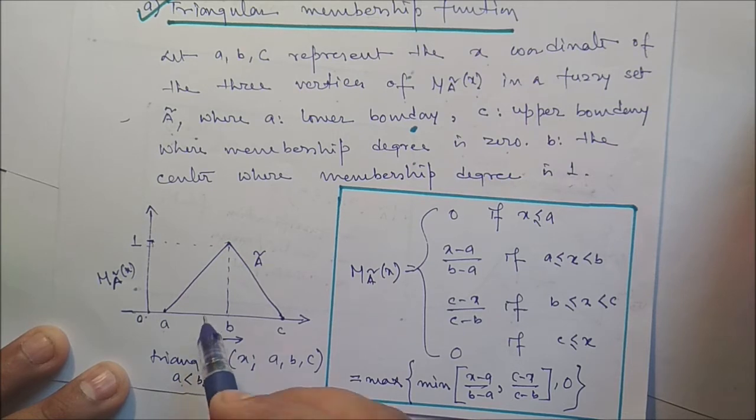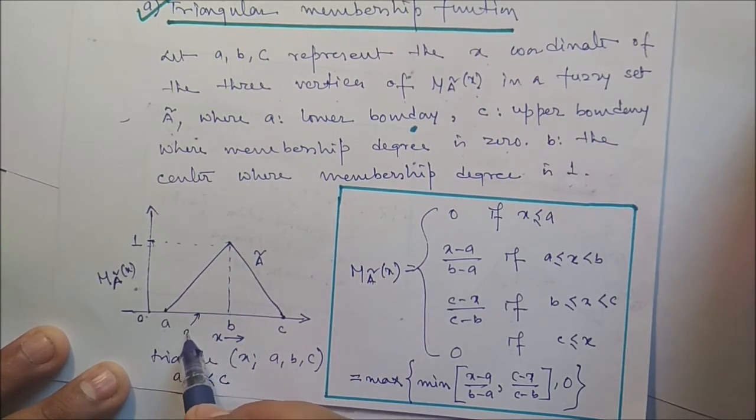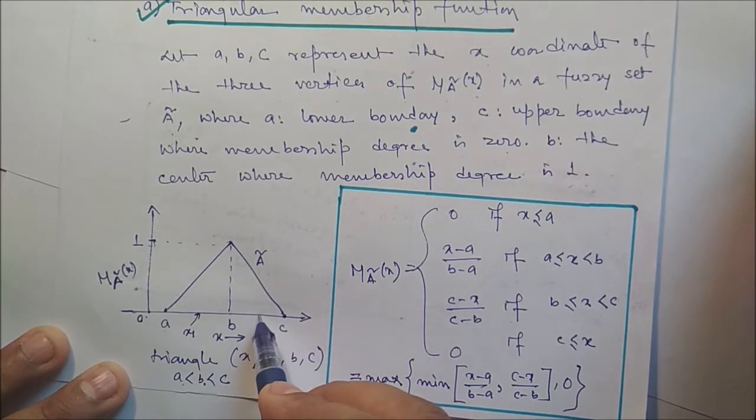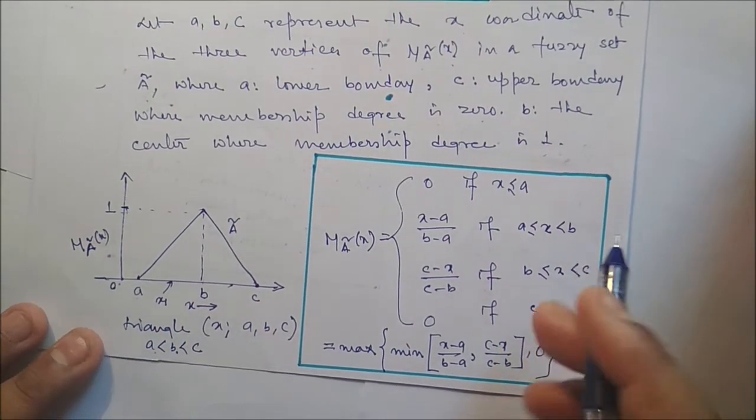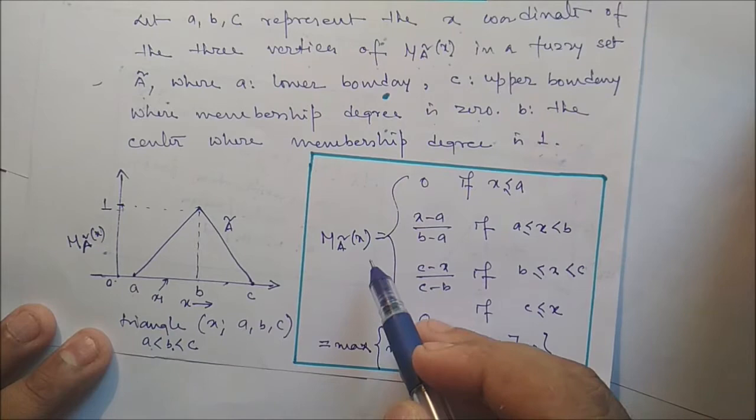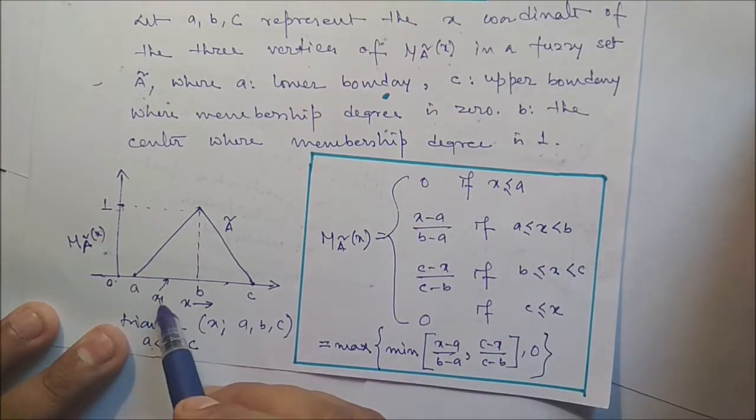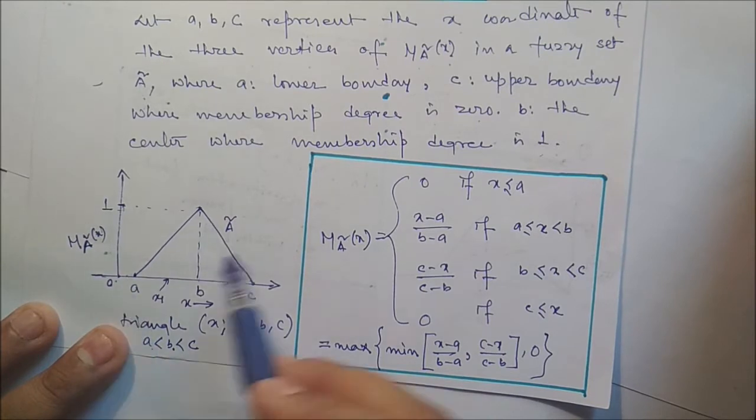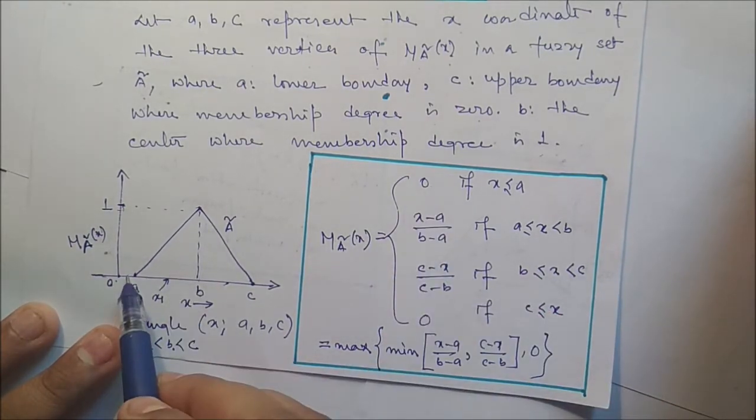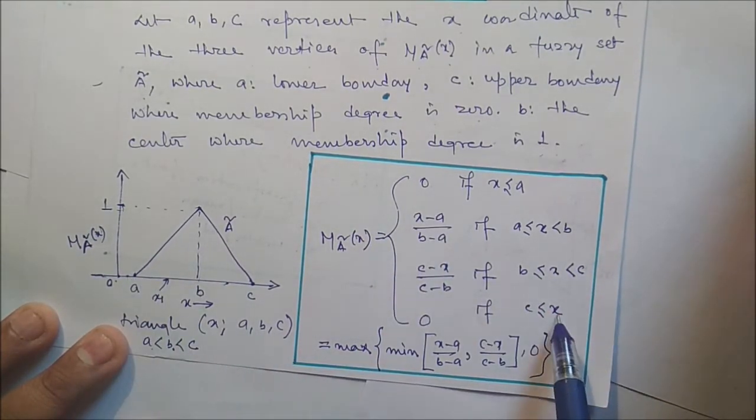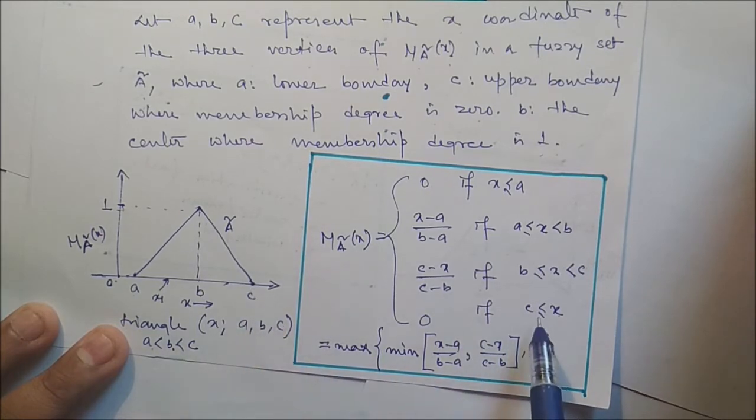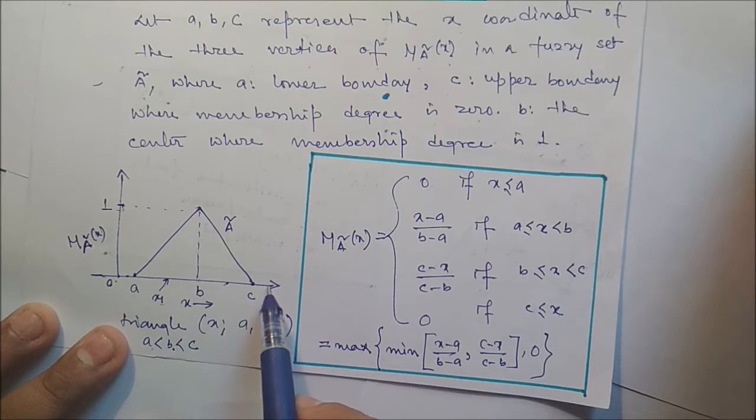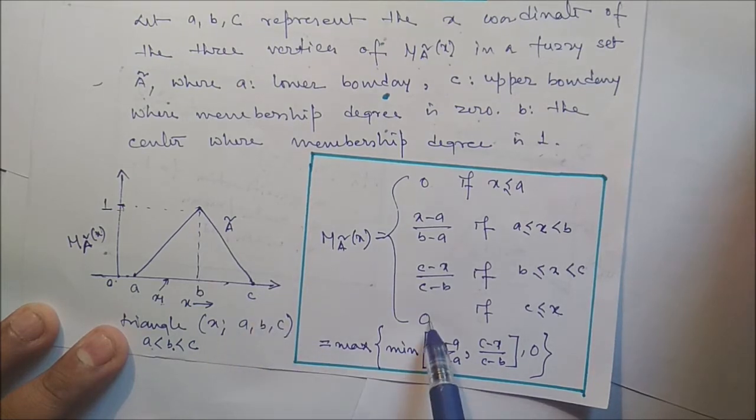If any value is somewhere here, say this is our x1, or somewhere here, we can easily calculate it using this formula. If the value of x1 is less than or equal to a, somewhere here, then the membership value would be 0. If the value x1 is more than c, somewhere here, then definitely the membership value should be 0.